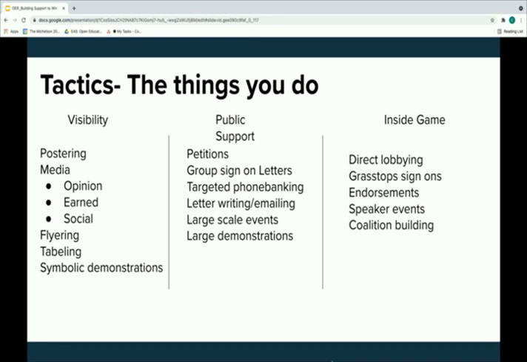If you are just doing inside game, your victory can disappear like that as soon as the winds change because there's no public accountability. So you don't just want to be in the back room of a meeting like, okay, you're going to do this, great, great. And then you graduate and 3 years later, that thing doesn't happen. So you want to build in something that builds community support.